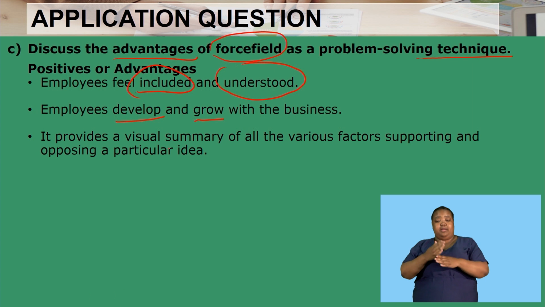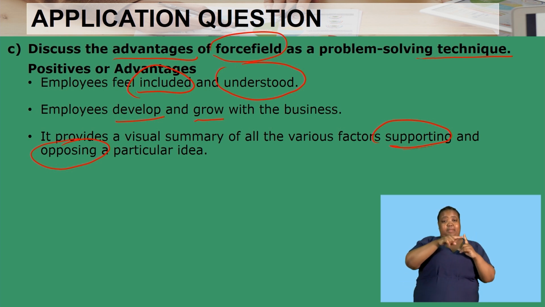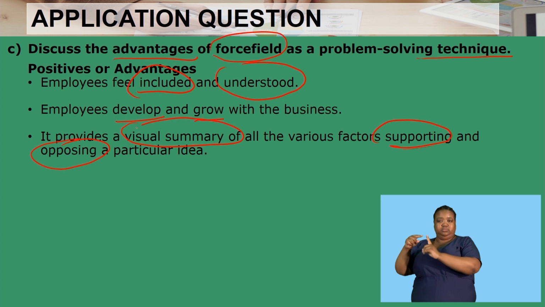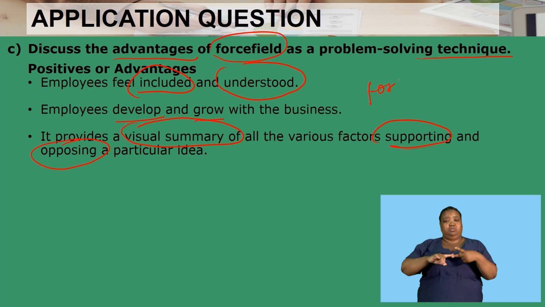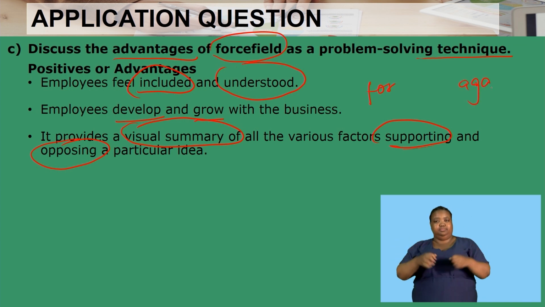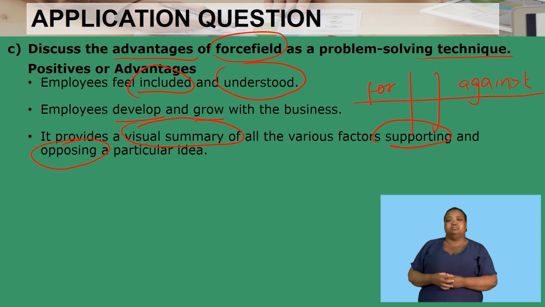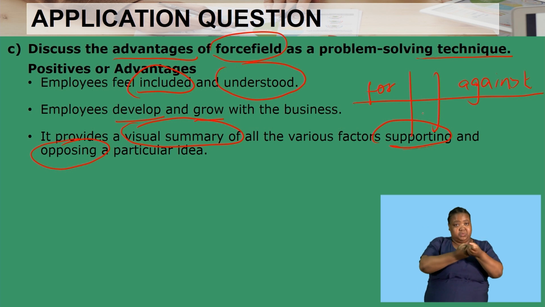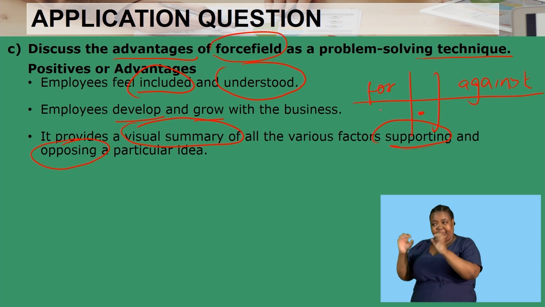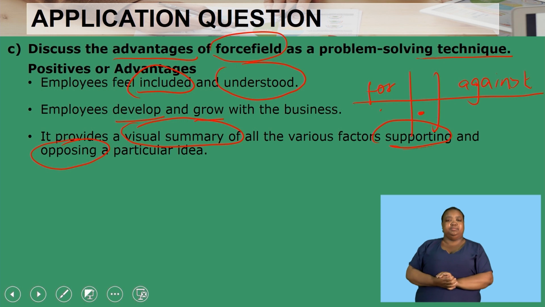It provides a visual summary because they can actually see what we are doing. It provides a visual summary of all the various factors supporting and opposing. So these are the forces for and the forces against a particular idea. They can see that these are the forces for, and then these are forces against our particular idea. So our idea is here, we are weighing it, the forces for and the forces against that particular idea.